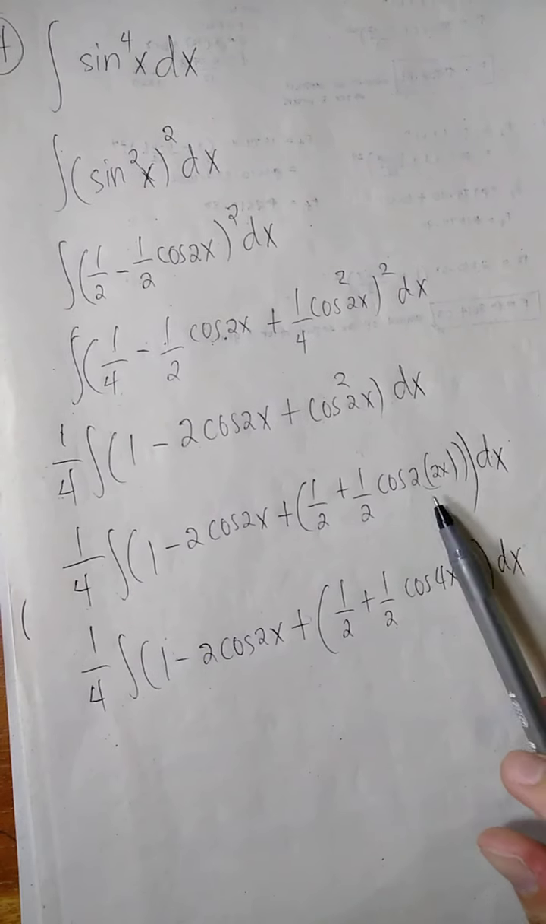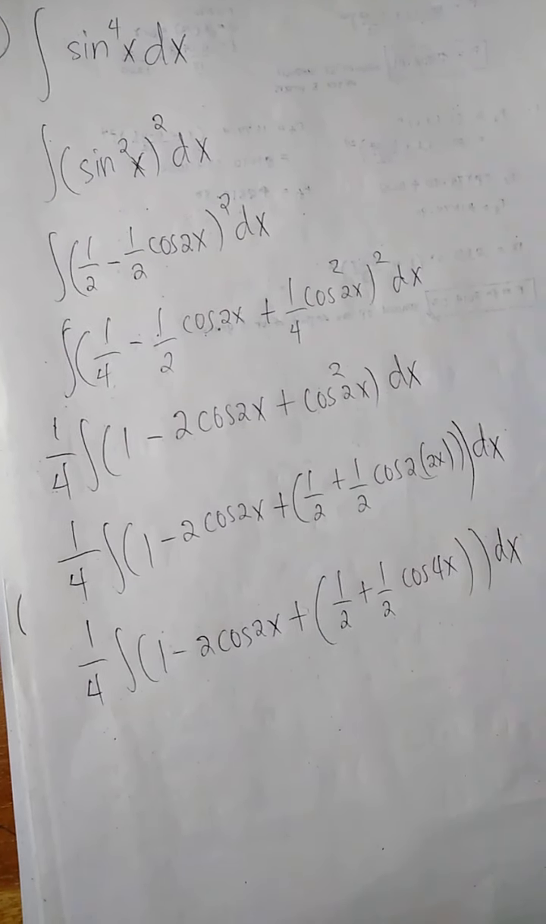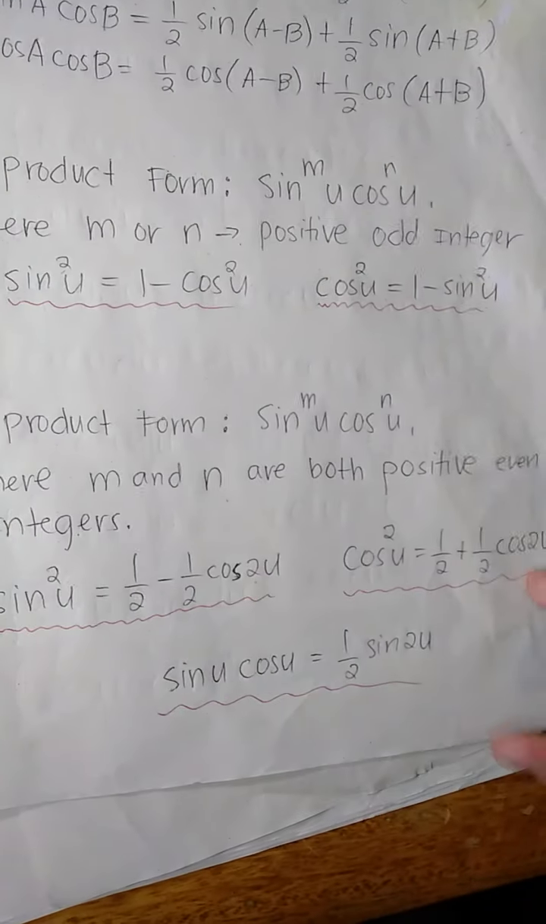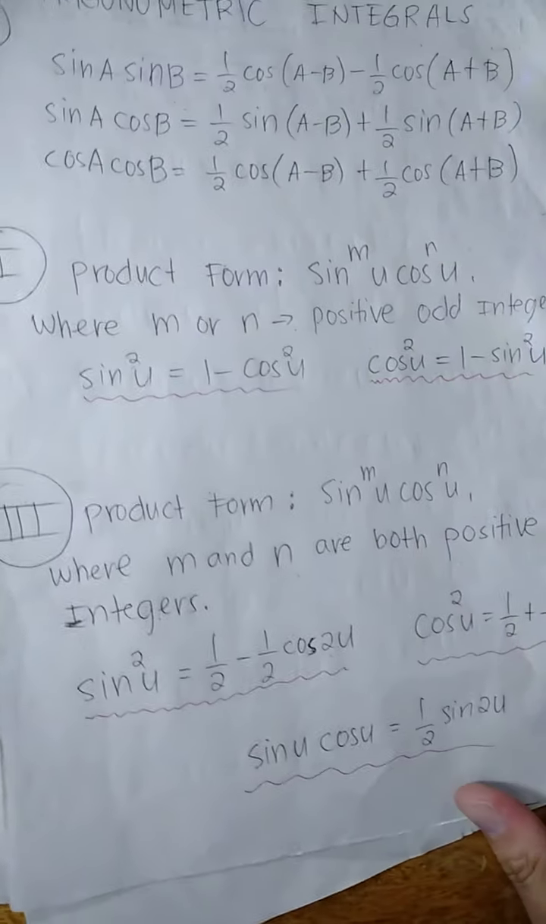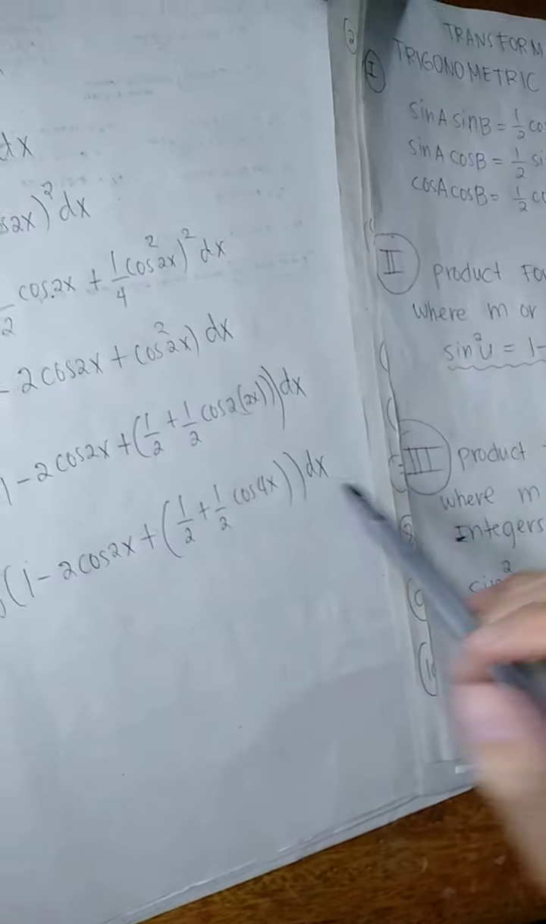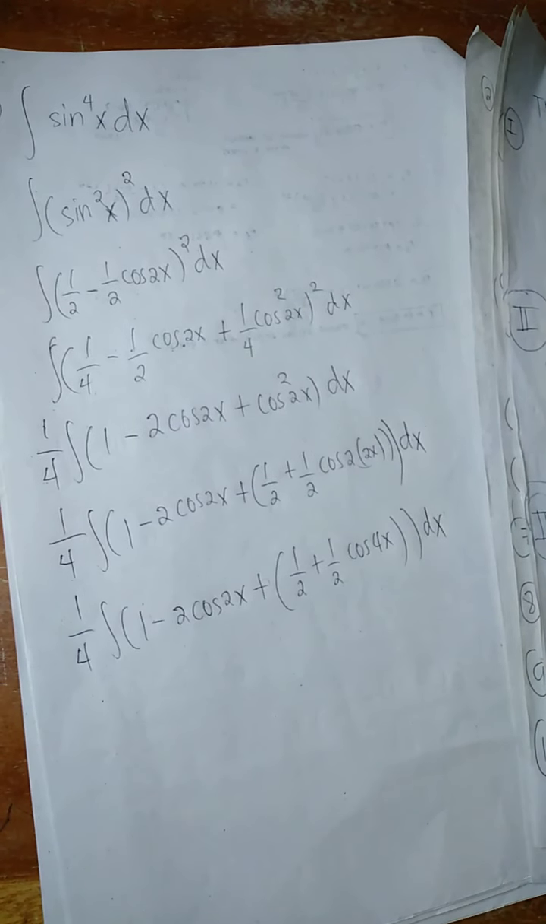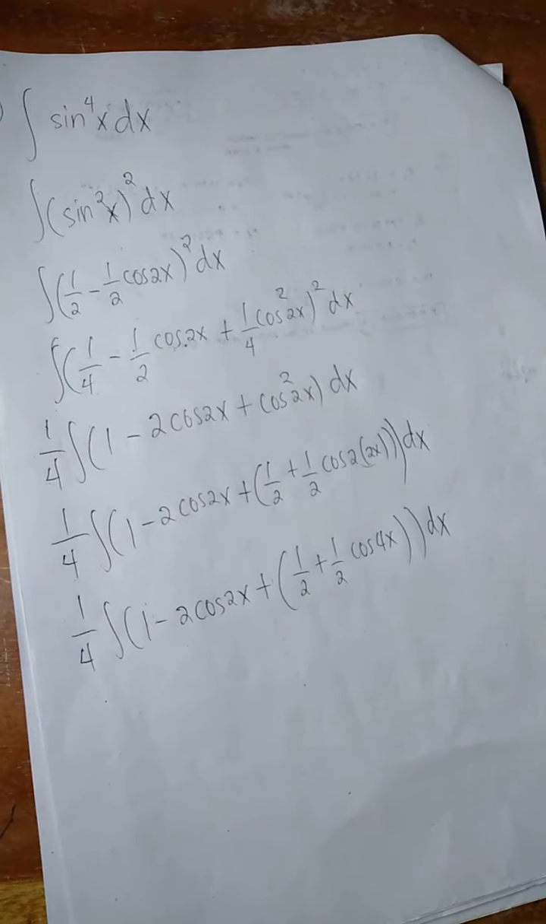Clear? So, ba't sir naging 2x yung sa gitna? Ba't naging 4x na siya? Kasi originally, di ba, cosine 2u siya, di ba? Dito sa problem natin, ay dito sa formula natin. So, of course, yung u, papalitan natin siya ng 2x dito. So, that's why 2 times 2, naging 4x na siya. So, ganun na ginagawa dyan, guys.